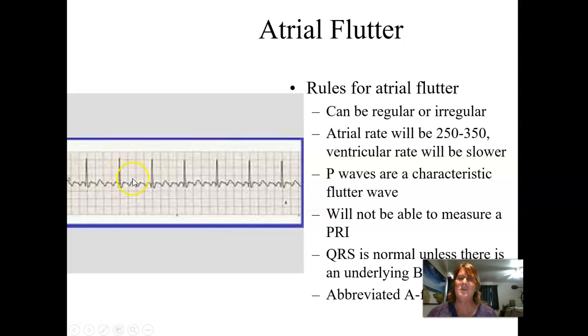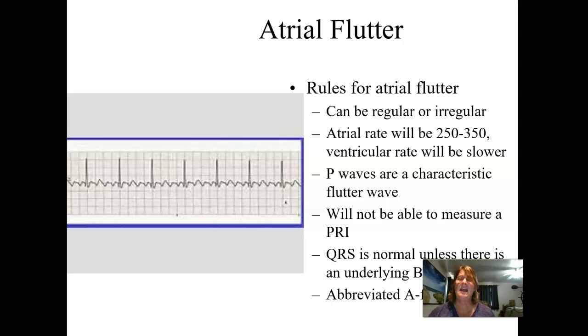Now, because of this, what happens is the flutter waves keep going even though the QRS is there. So you really can't measure an accurate PR interval measurement. And it's also going to skew your ST segment and T wave a little bit as well. So it's going to be hard to measure a QT interval or really look to see what the ST segment is doing. Really, the only measurement you can do with this one is the QRS itself. Your QRS should be a normal size unless you happen to have an underlying bundle branch block.